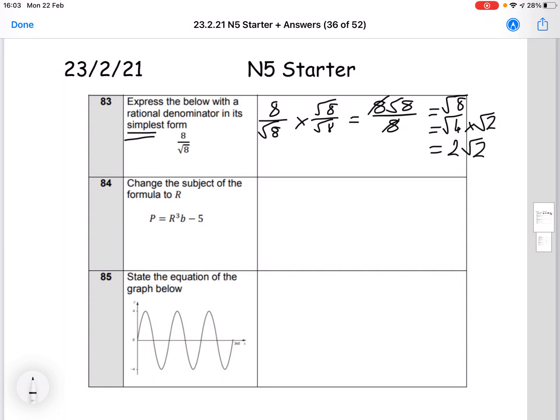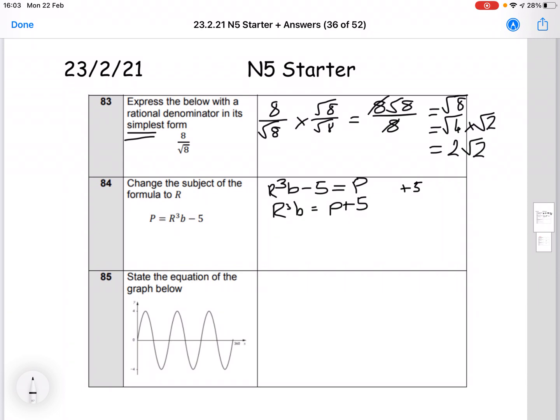Question 84 is change the subject. So the first thing I would do here is, because we're changing the subject to R, I'm going to write this the other way round, just so that the R is on the left hand side of the equals sign. So I've just written the whole thing the other way around. We're then going to add 5 to both sides first of all. So we'd have R cubed B equals P plus 5.